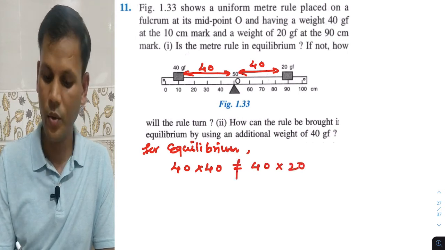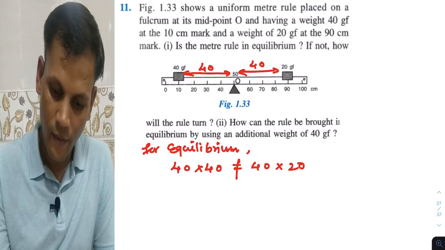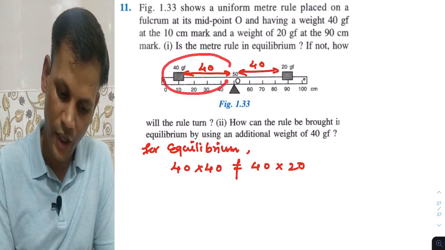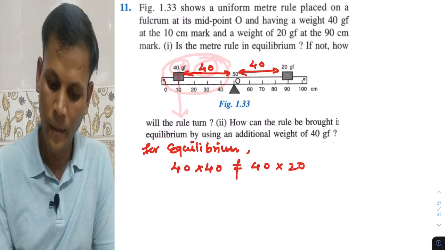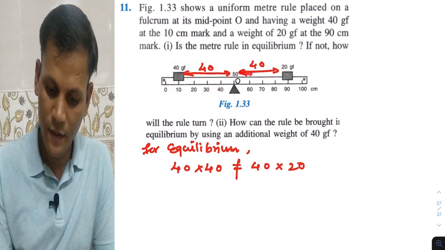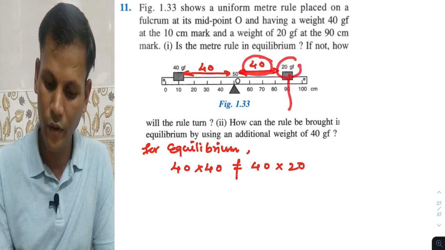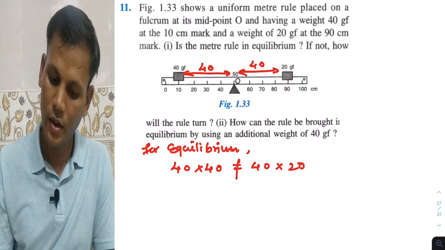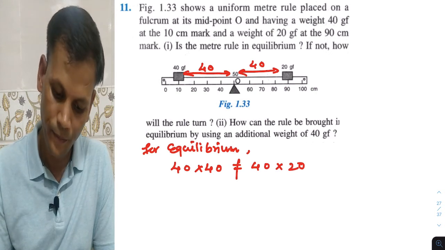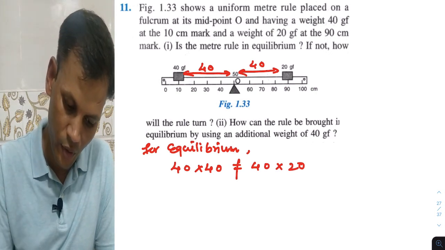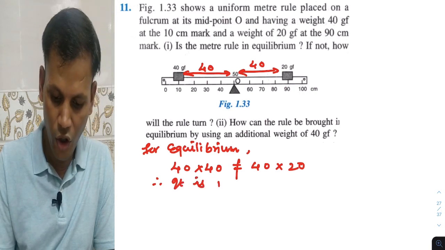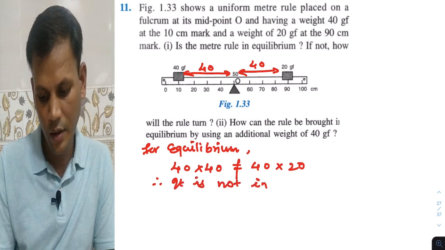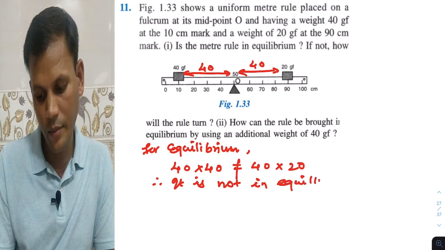So this is not equal. This is the anticlockwise moment, 40 gram force into 40, because this force is downward. And here the distance is 40 and the weight is 20, 40 into 20. So they are not equal. So it is not in equilibrium. Therefore, it is not in equilibrium.